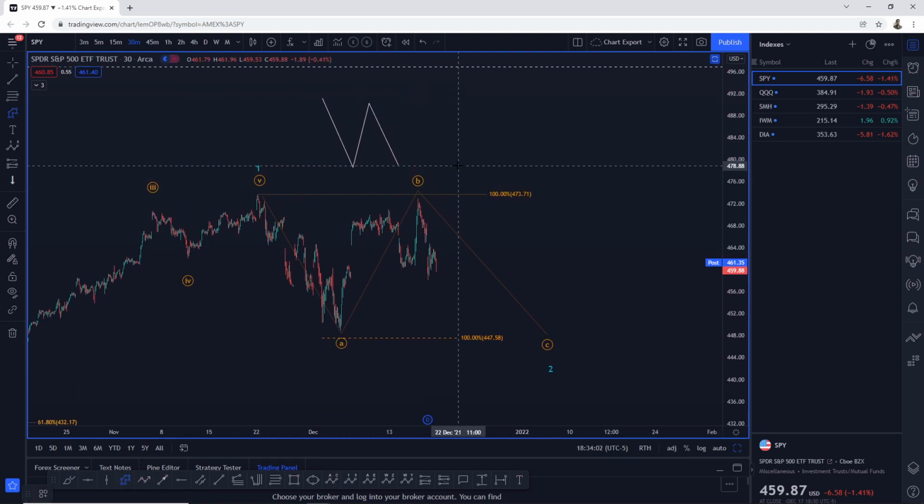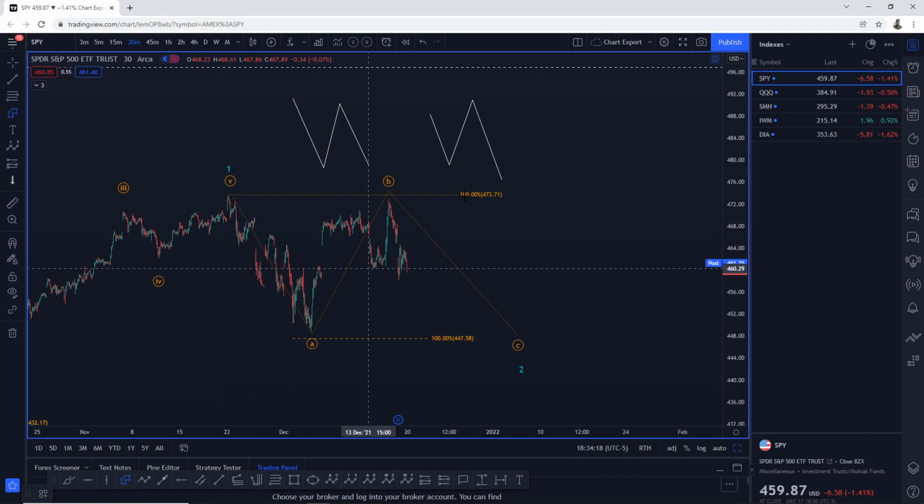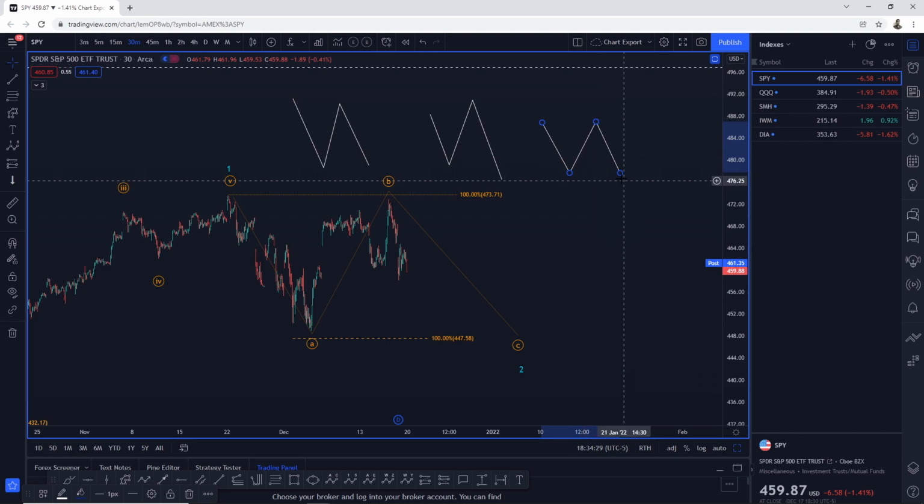The other type of flat correction is called an expanded flat. The expanded flat starts like this, where the A wave makes a low, the B wave takes the origin of wave A, and the C wave takes the low of wave A. This is called an expanded flat. Now, the running flat goes as follows. The running flat does not take the high, the origin of wave A, on the wave B, and wave C does not go beyond the low of wave A.